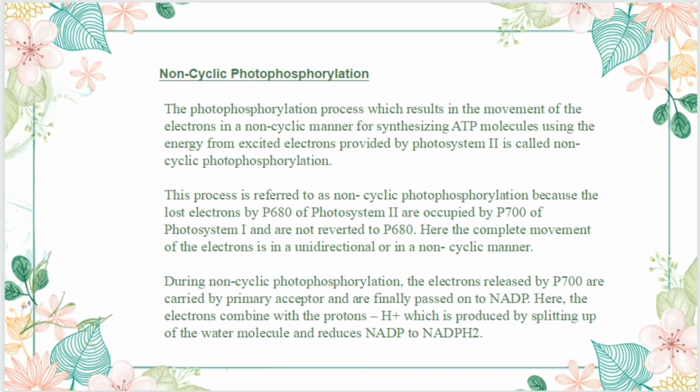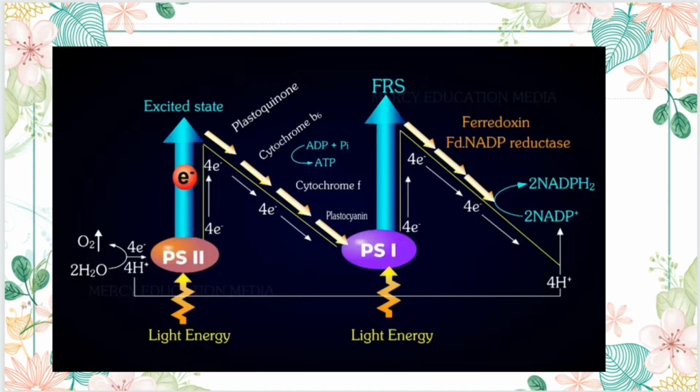During non-cyclic photophosphorylation, the electrons released by P700 are carried by primary acceptors and are finally passed onto NADP. Here, the electrons combine with the protons, H plus, produced by splitting water molecules, and reduce NADP to NADPH2. This is the non-cyclic pathway. This is also called the Z pathway.